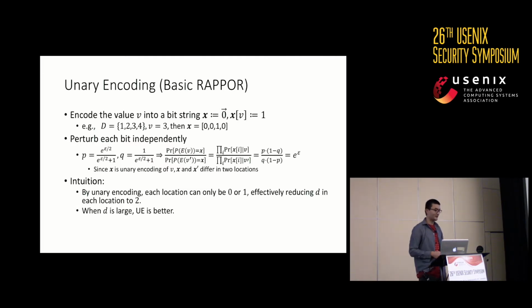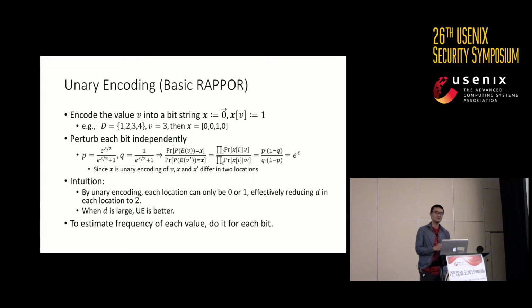The intuition here is that by this unary encoding, each location can be only 0 or 1. Thus, for each location, D is effectively reduced to 2. So there are only 2 possible values. The domain size is 2. So especially when this D is originally very large, unary encoding will be better. So finally, to estimate the frequency of each value, just do it for each bit. So we know for each bit the frequency of ones in this location. Then we know this is the count for the value corresponding to this location.